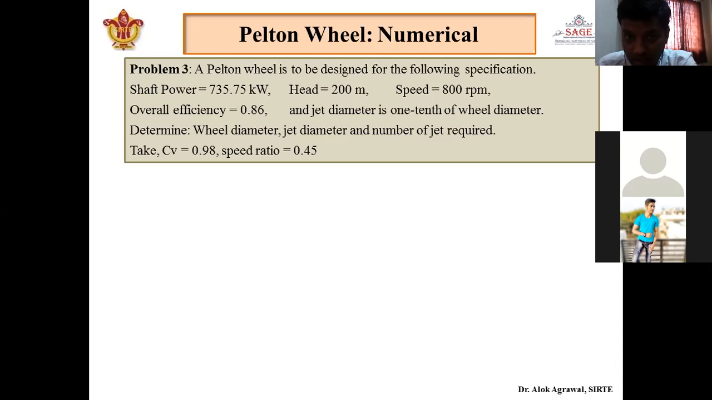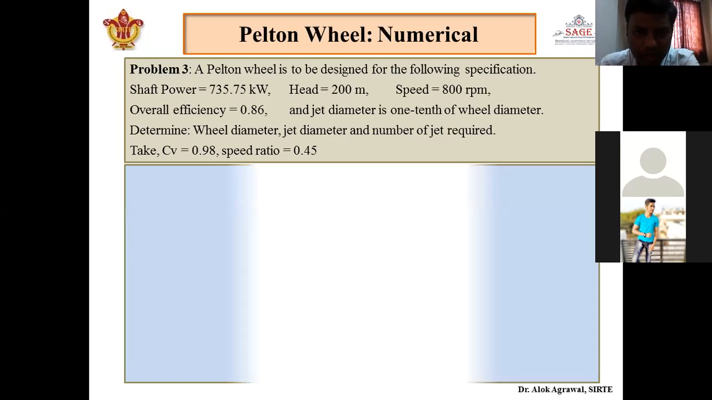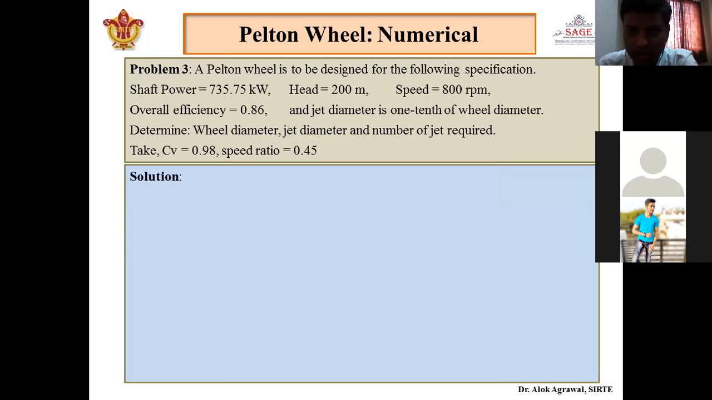This is again an important thing. It is given that jet diameter is 1/10 of wheel diameter. Determine wheel diameter. Once we calculate wheel diameter, obviously we can get jet diameter by dividing it by 10, and the number of jets required. So this is a simple, tricky question, but very important. Simple, tricky, important, already asked in the RGPV exam. I'm not writing the given conditions here because they are already in the question.